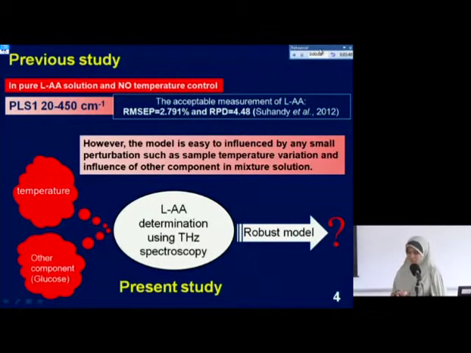In a previous study, an effort to develop the determination of LAA in solution using terahertz spectroscopy has been conducted. For example, Suhandi et al. has reported an acceptable measurement system for determination of LAA using terahertz spectroscopy. But this system lacked information about the influence of temperature and other components like glucose. So in the present study, I developed a robust calibration model that can be used to compensate for these two effects, the temperature and other components.